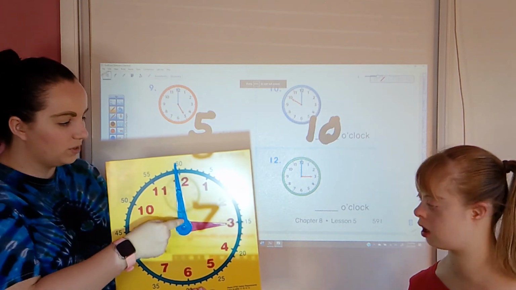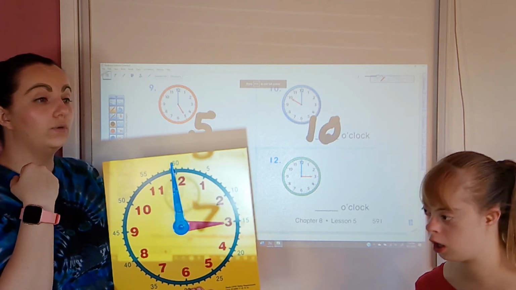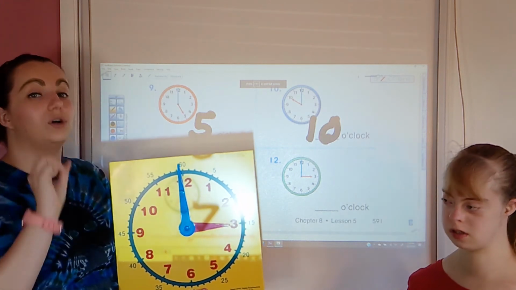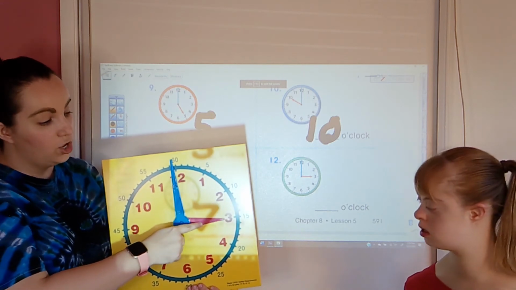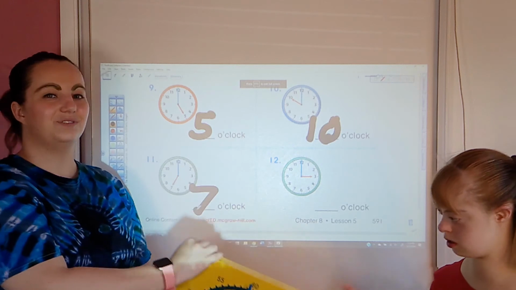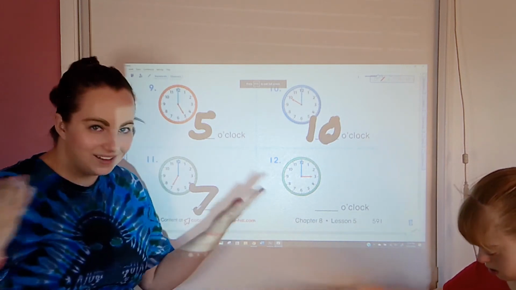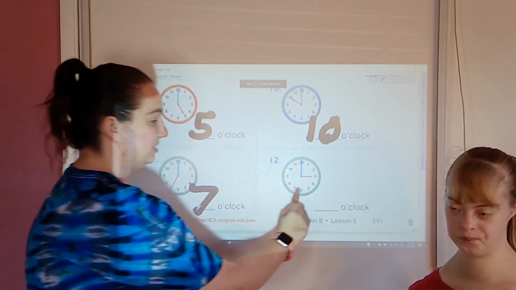And then what do we say when that long minute hand's pointing straight up? What do we say? O'clock. Good. So we put it together to read three o'clock. And if that's what you said, you just correctly read an analog clock. Yay! Nice job.